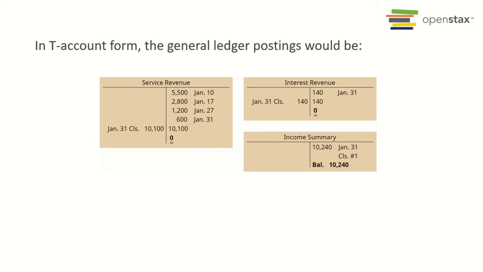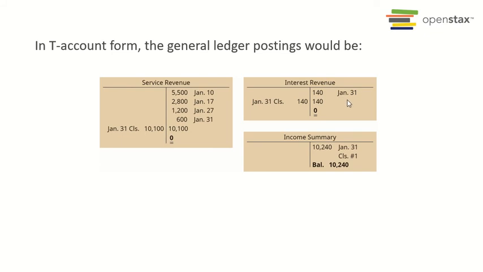So in T account form, throughout the month, we have several service revenues. So at the end of January, our service revenue has a credit balance of $10,100. We need to close this revenue account. So we have a debit entry of $10,100. After this, our service revenue has a zero balance.